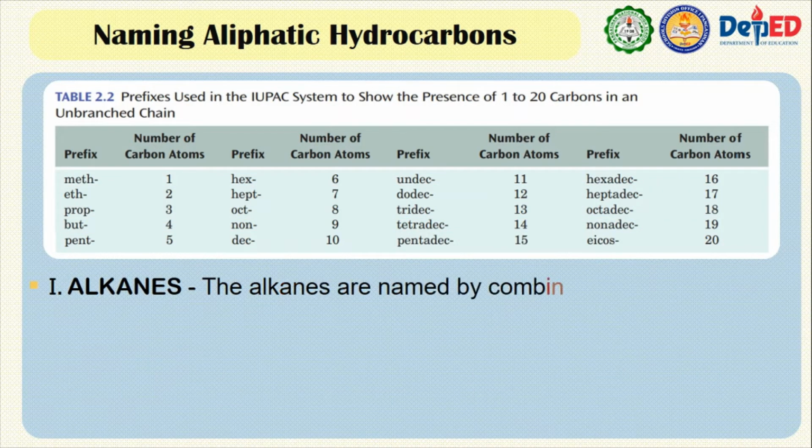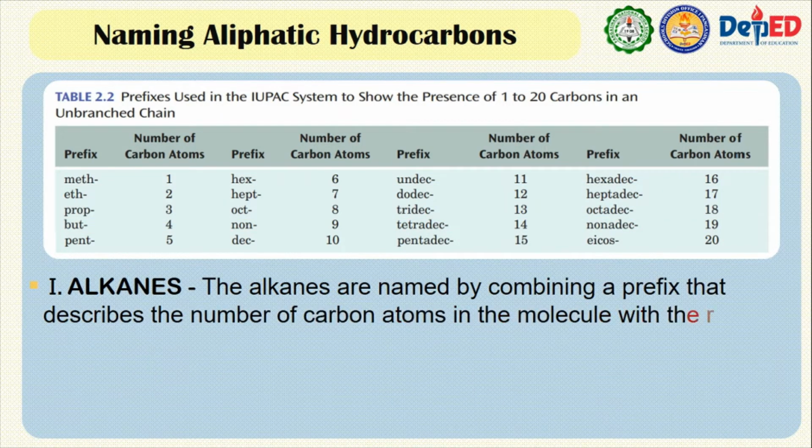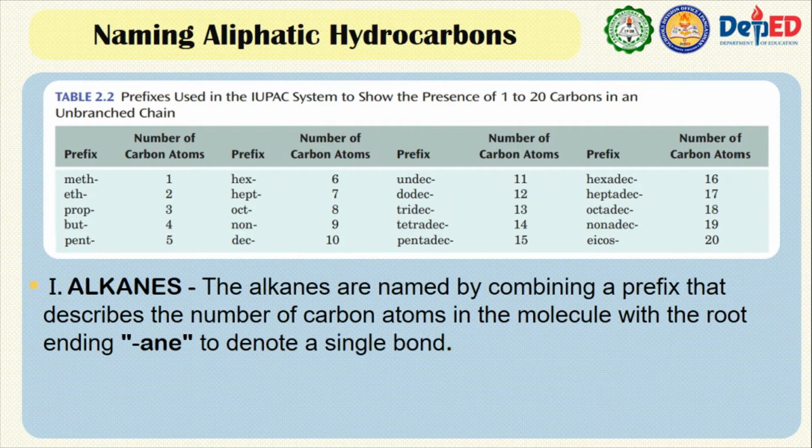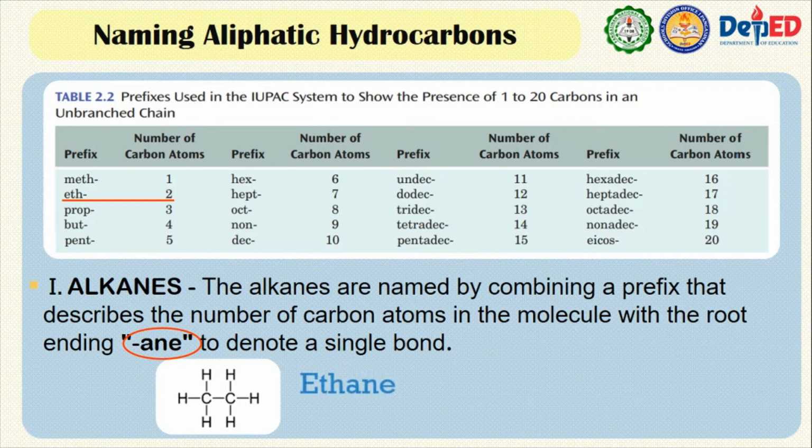Now let's apply this in naming alkanes. The alkanes are named by combining a prefix that describes the number of carbon atoms in the molecule with the root ending "ane" to denote a single bond. For example, let's name this condensed structural formula. As you can see, there are 2 carbons, so we use the prefix "eth" plus the root ending "ane", so therefore, this is named as ethane.